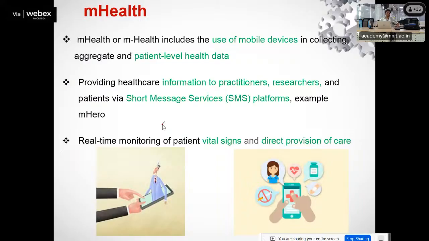M-Health is also one of the very important components, where I use a mobile phone in my healthcare domain. Ultimately, when the mobile phone is used in the healthcare domain, that is the M-Health component. And we consider that the mobile phone is one of the most convenient ways to reach out to people. I can send messages in bulk, and possibly the easier way of accessing healthcare-related data is through a mobile phone.